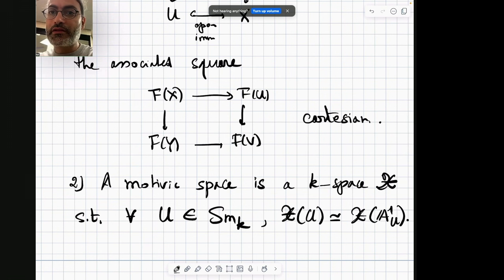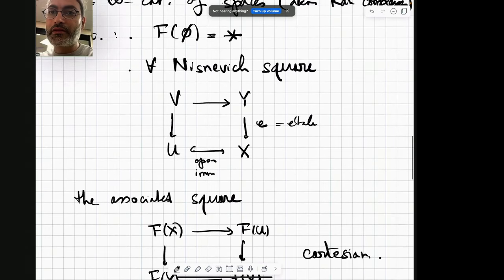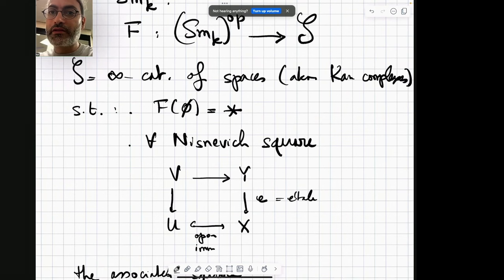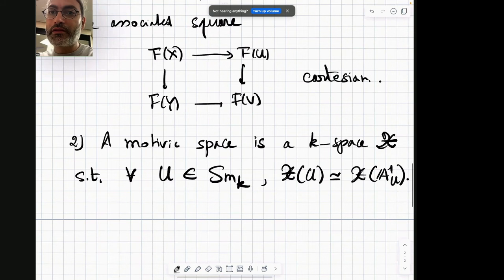Any questions so far about the definitions? If I don't hear anything, I will continue. Okay, so let me give some notations, which are kind of standard.